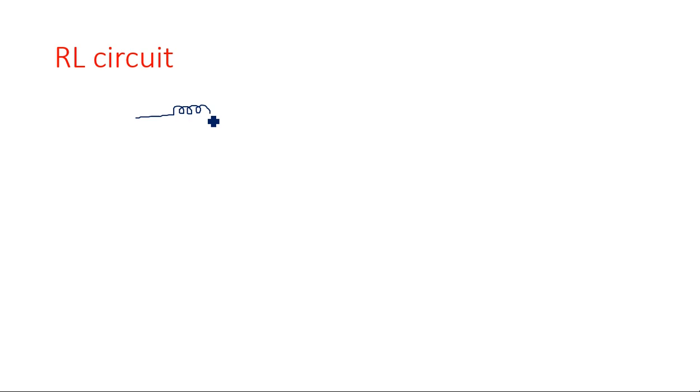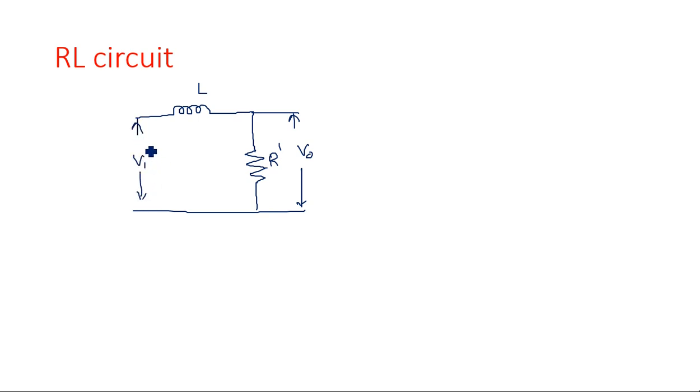First, the inductor is there, followed by a resistor. This is the output. We are taking it across the resistor. Let us consider this as R dash and this is L. It is the place where we are applying the input voltage. Now, see here, I am calling this circuit a low pass RL circuit.